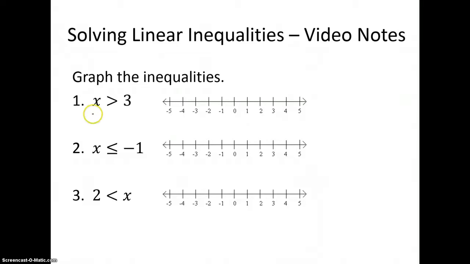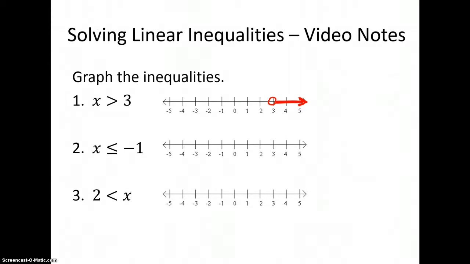So on number 1, we have x is greater than 3. That means we want all values bigger than 3 but not equal to it. So we're going to put an open circle on 3, which means we don't want 3 itself but everything right up to it. So we want bigger than 3. X is greater than 3.